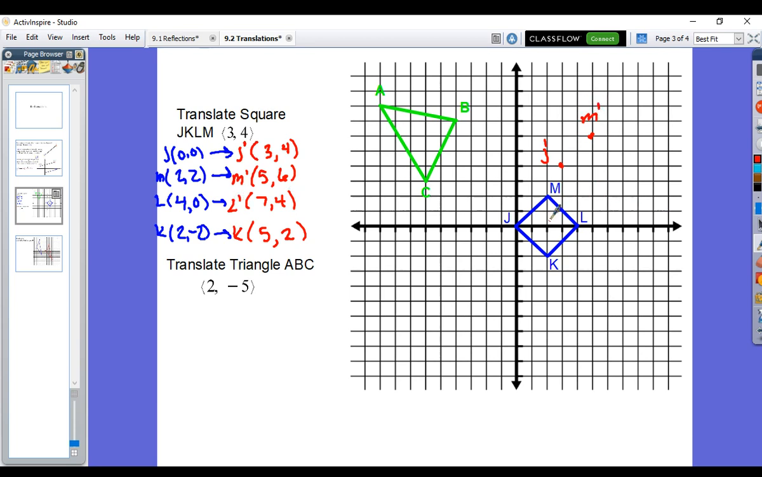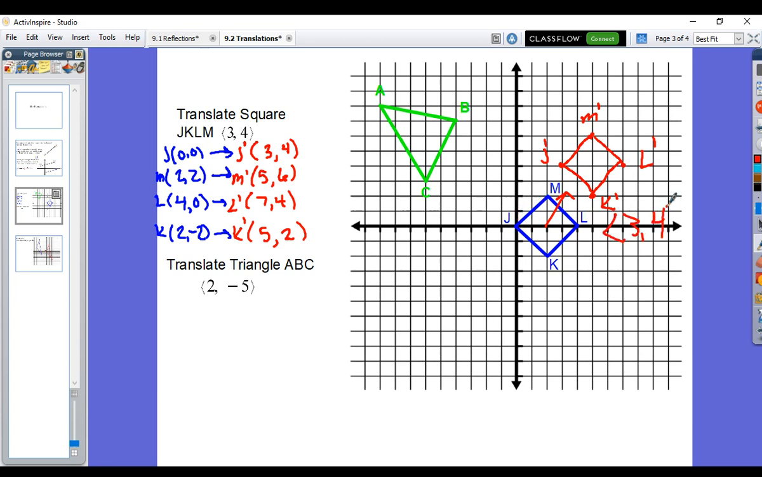L prime is at 7, 4. And then K prime is at 5, 2. Let's connect that. It was a horrible straight line right there, but we're good. Yes, see, same shape as far as the distance from here to here. It's the same, it just got moved that way along vector 3, 4.